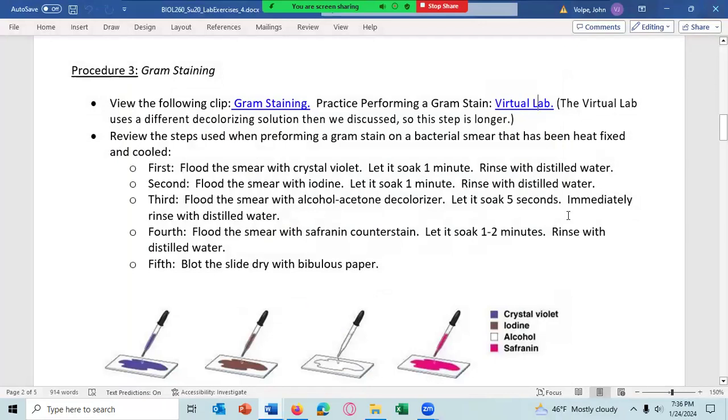So first you make the bacterial smear. Once you have the bacterial smear and it's air dried and heat fixed, you then first flood the smear with crystal violet, leaving the crystal violet on for 1 minute. You rinse the slide gently with distilled water. Second, you flood the smear with Gram's iodine. Let it sit for about 1 minute, then rinse off with distilled water.